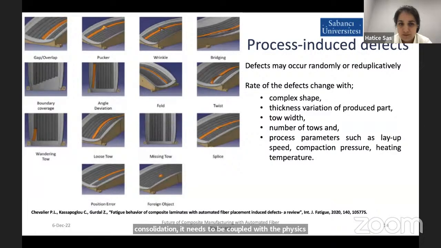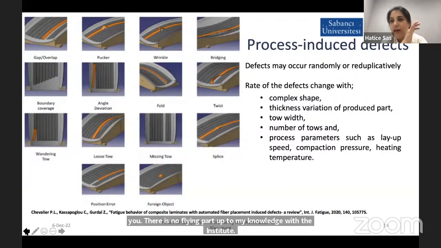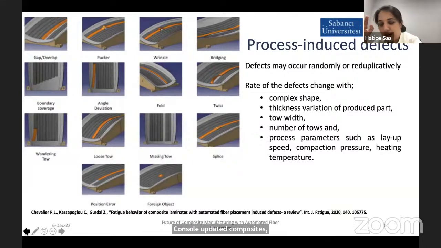Last question from our side: are the products produced with the automatic fiber placement mechanism currently used for commercial purposes? Like in the aerospace industry? Yes, Airbus and Boeing have been using AFP for their industrial applications. Recently, there is no flying part, up to my knowledge, with in-situ consolidated composites. But with the AFP layup and autoclave or hot press, the aerospace industry is using that technology.